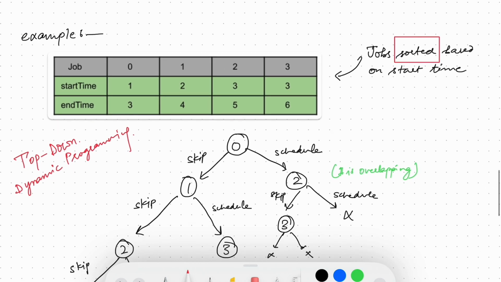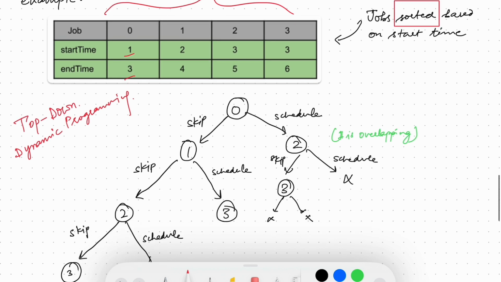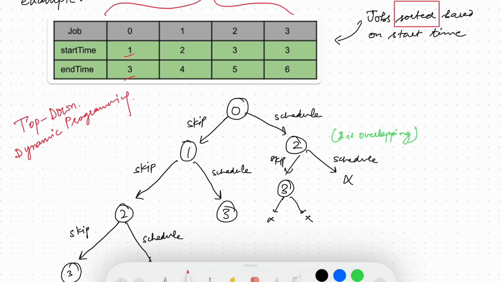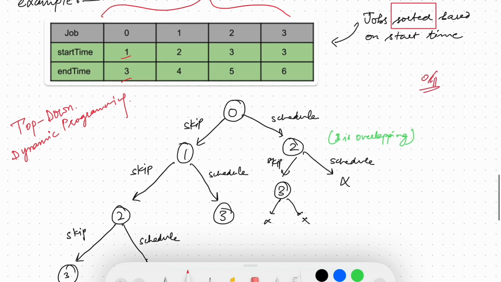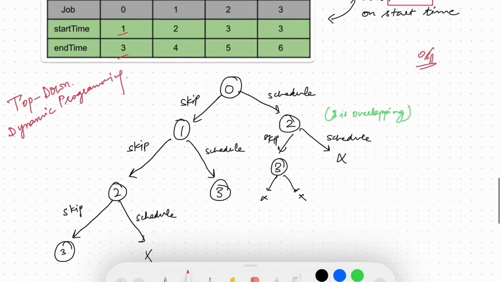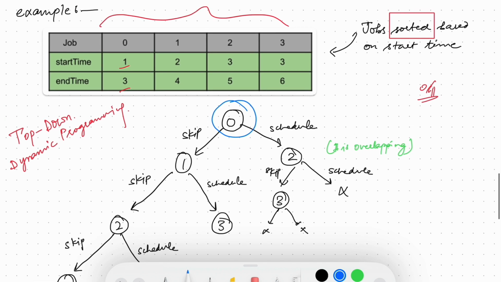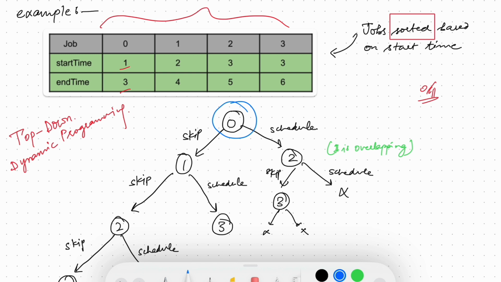Okay, let's consider a bigger example where we have 4 jobs and we are given the start time and end time of every job. Let's not consider the profit for now. If we go in a recursive way, following the 0-1 knapsack approach of considering or declining every job, then on the 0th job we have two possibilities. Either we skip the 0th job and continue finding our answer, or we schedule the 0th job and then find our answer. If we skip the 0th job, then we can directly start from the first job, because the first job is not overlapping with anyone.